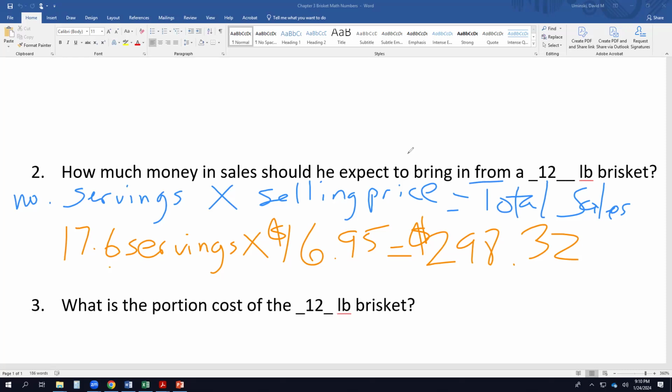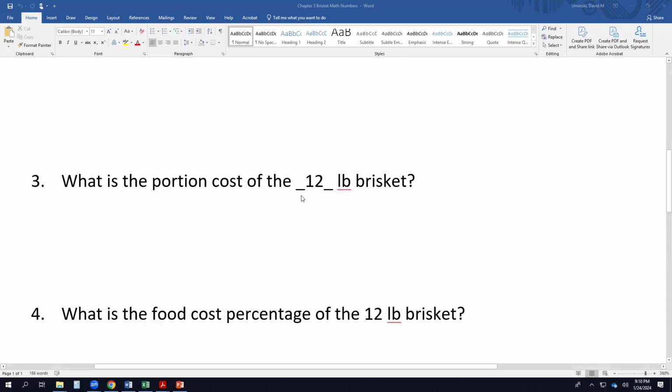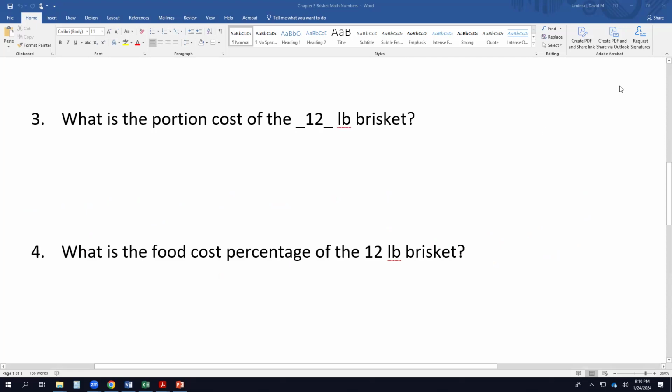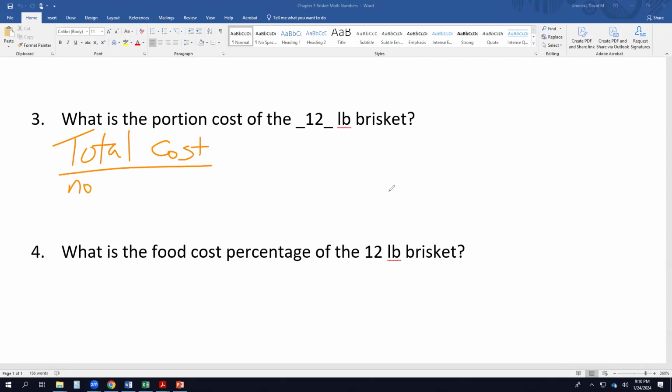Question number 3, chugging right along. What is the portion cost of the 12-pound brisket? Portion cost: we take our total cost divided by the number of portions.